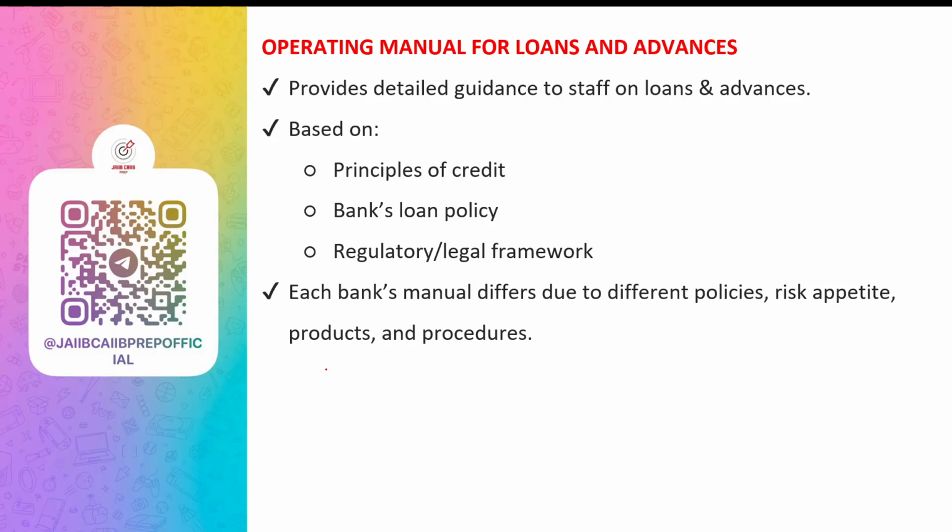Operating manual. So every bank has a loan and advance operating manual for its staff. It covers principles of credit, loan policy, and the regulatory legal framework. So RBI guidelines, Contract Act, SARFAESI, Stamp Act. And why it differs from bank to bank: because each bank has a different risk appetite, each bank offers different loan products, and each bank has its own standard documents and processes.